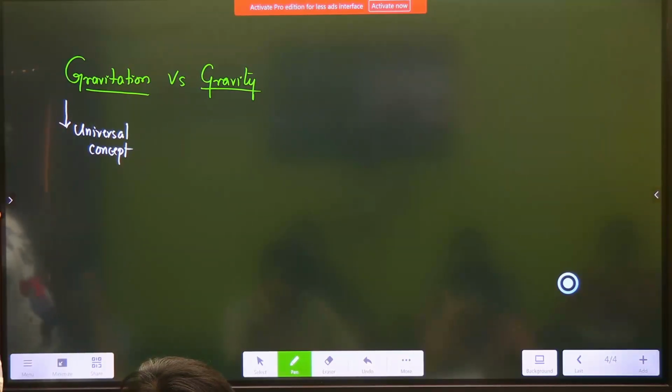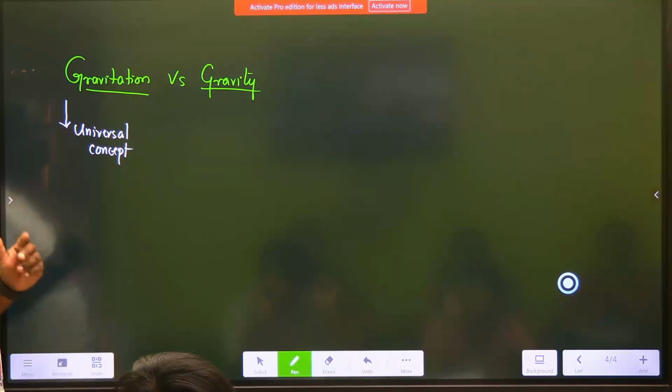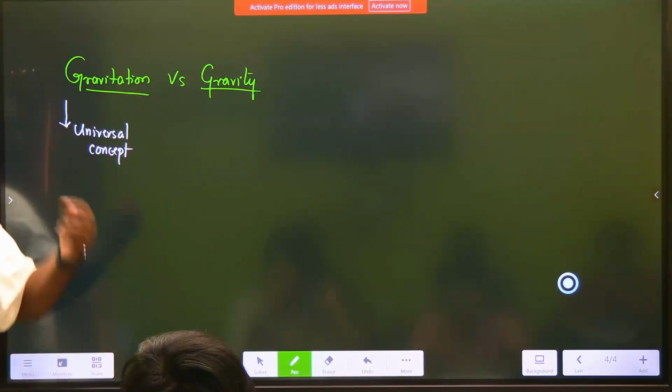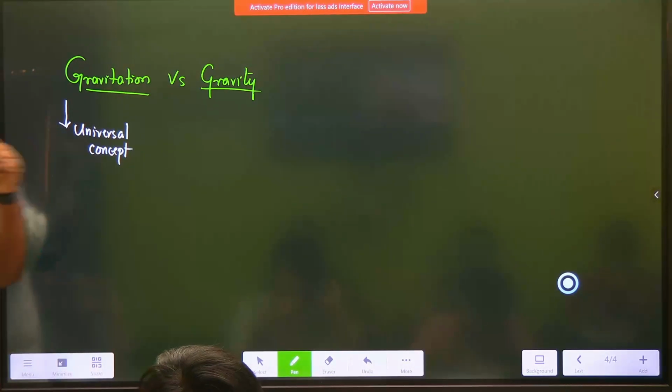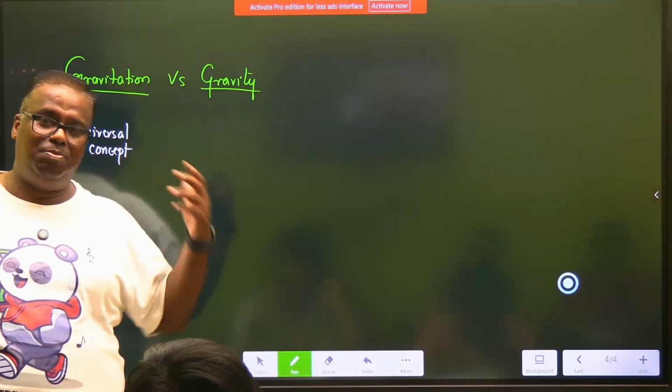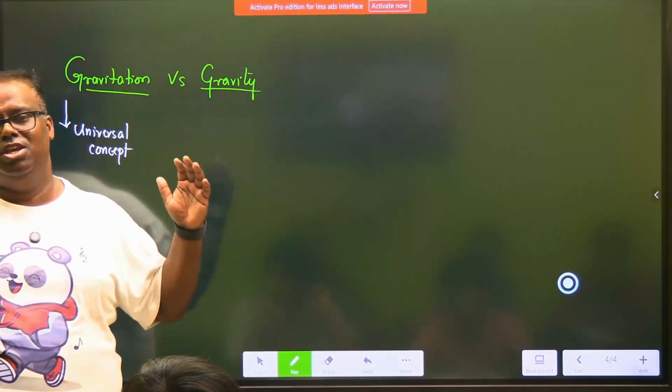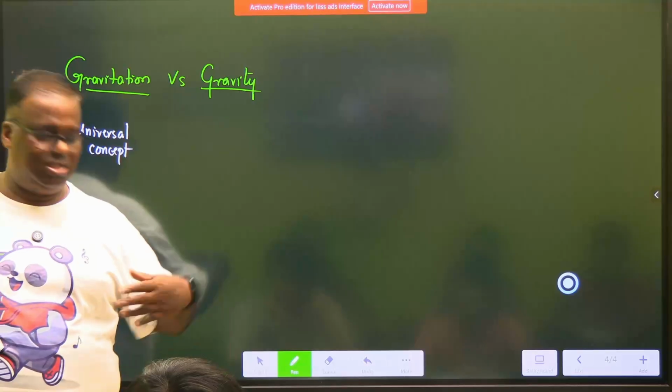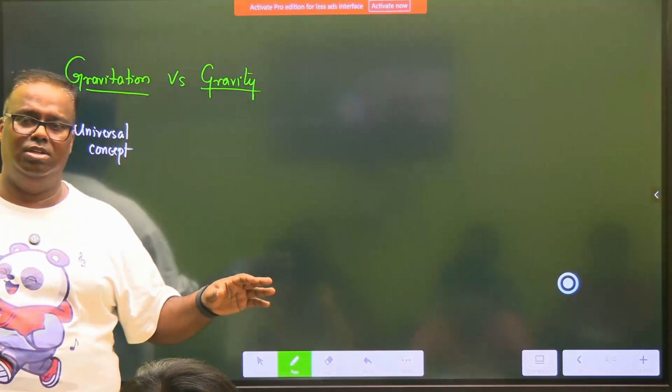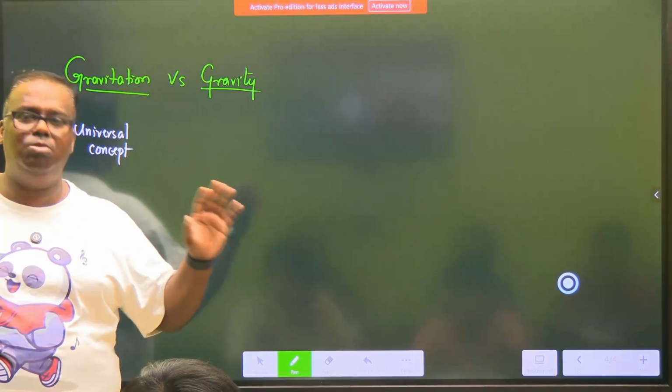सर, ग्रेविटेशन और ग्रेविटी, आपने लिखा यूनिवर्सल कॉन्सेप्ट. लिख रहा हूं, आप लिखते जा रहे हो. मैं ऐसे नहीं पढ़ाता हूं बेटा. ऐसे पढ़ना है तो there are many other classes who will just teach you the topic, make some question answers, give you homework. डोंकी बनोगे और कुछ नहीं बनोगे.